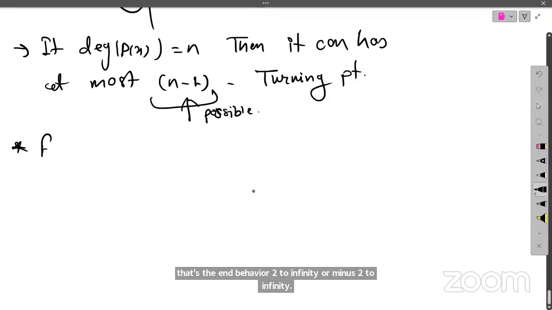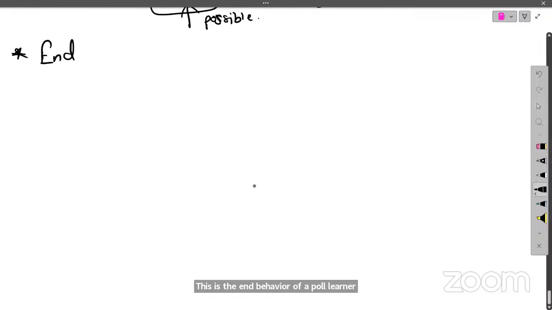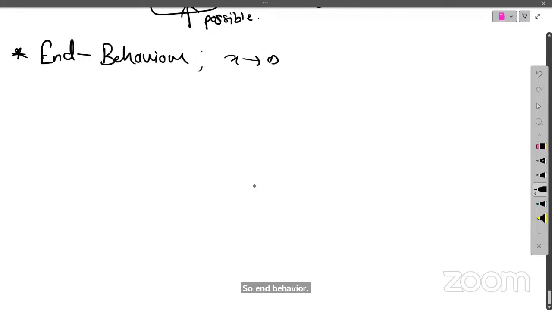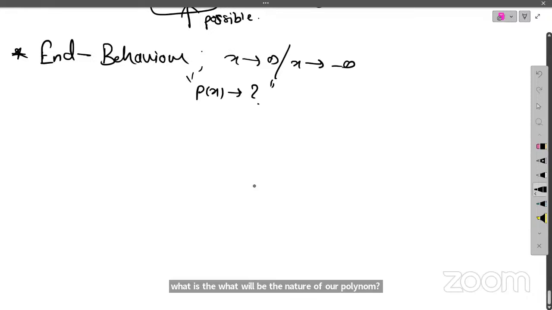This is the end behavior of a polynomial. It's a little bit confusing, but if you remember via the example of x square and x cube, then it's very easy. So end behavior means as x goes to infinity or x goes to minus infinity, what will be the nature of our polynomial? Where does P(x) go? The end behavior of a polynomial we will classify over 2 cases.